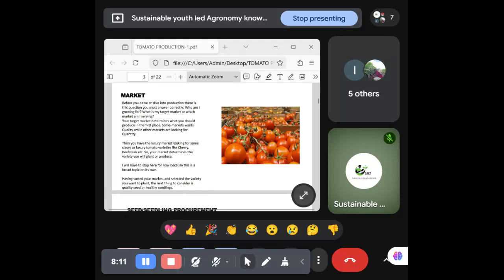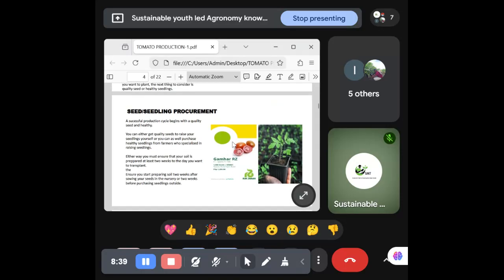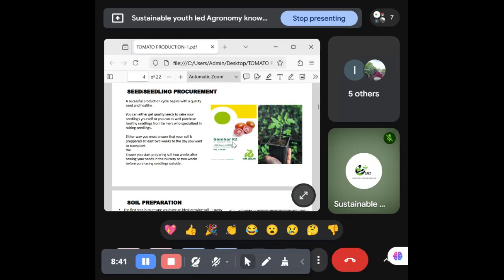So when you have a market ready, and you are sure that when your produce is ready, there's a market that is willing to buy or willing to pay, that will determine what you should produce. This is a broad topic on its own, but I just decided to cut it short. So having sought out your market and selected the variety you want to plant, the next thing is to consider quality seed or healthy seedlings.